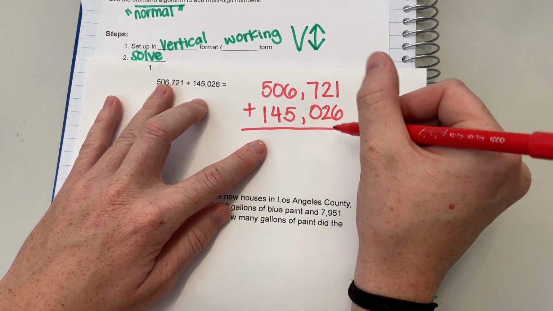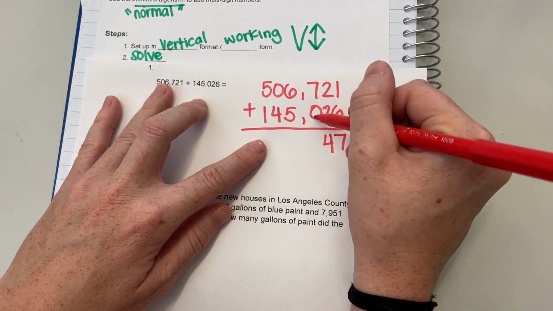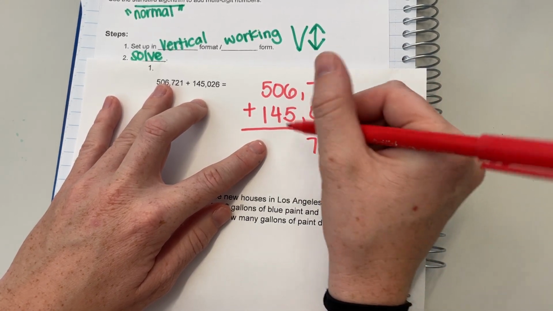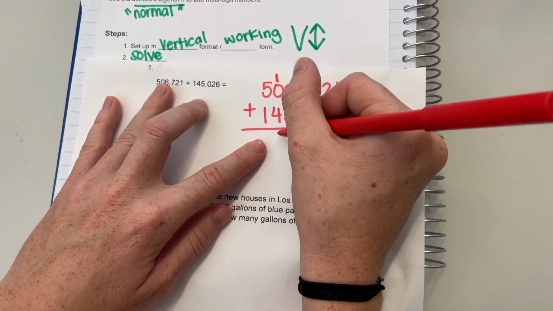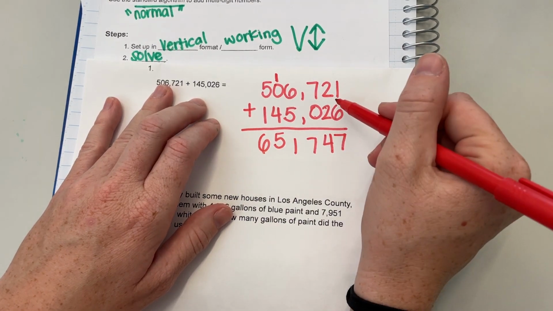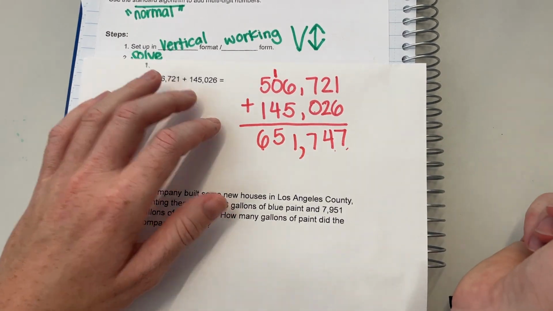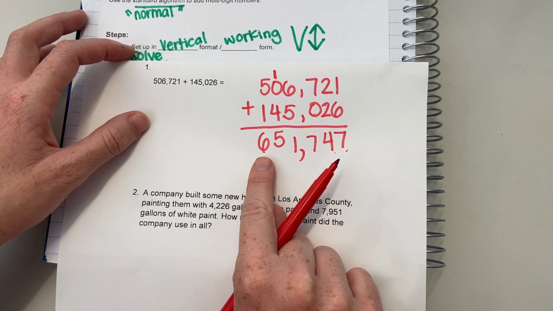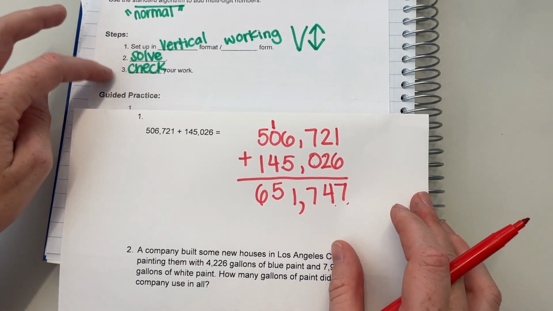So 1 plus 6 is 7, 2 plus 2 is 4, 7 plus 0 is 7, 6 plus 5 is 11. I carry my 1. 1 plus 4 is 5, and 5 plus 1 is 6. I have to count 3, 1, 2, 3, and make my comma here. So when I add those two numbers, my answer is 651,747. And then final step is check your work.